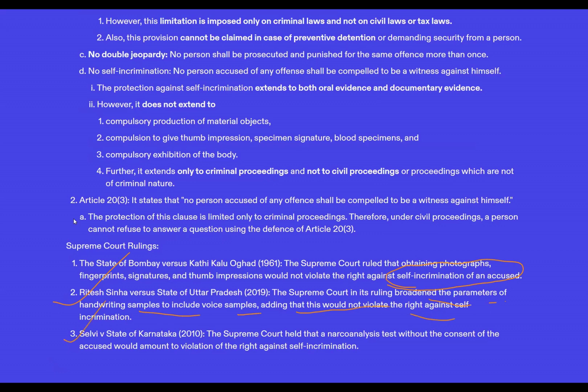Then there was Selvi versus State of Karnataka. Here the court held that narco analysis test without the consent of the accused would amount to violation of the right against self-incrimination. Okay, so these rulings are very, very important. You people should keep a note of it. There are possibilities that UPSC may ask some of the rulings and ask you the context of it.